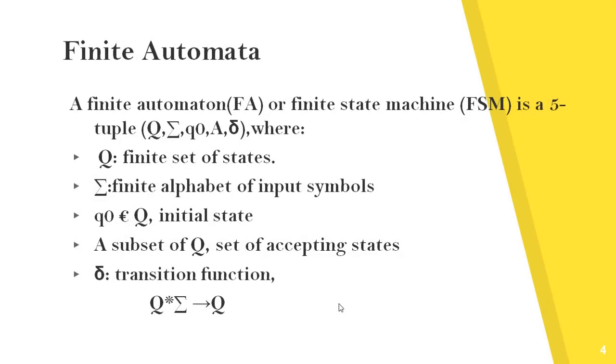So what is the finite automata? Finite automata is one of the computational models of computer science. Our subject is theory of computation, and in that, the theory of computation has three major computational models. The first computational model is finite automata, the second is pushdown automata, and the third is the Turing machine.